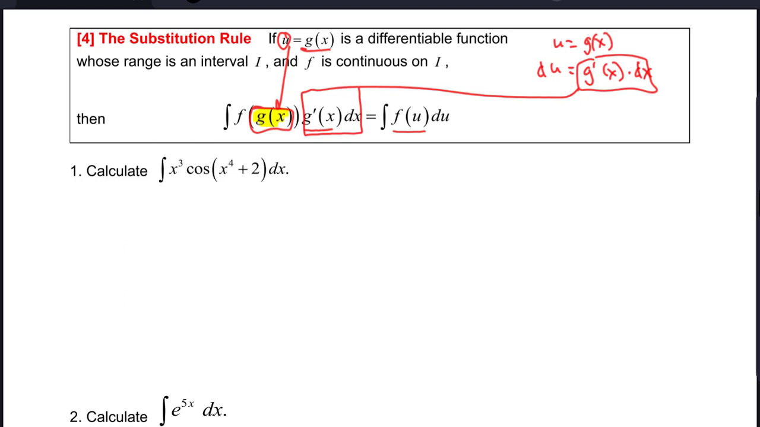Okay, so let's take a look at number one. I'm seeing a product, x cubed times cosine.